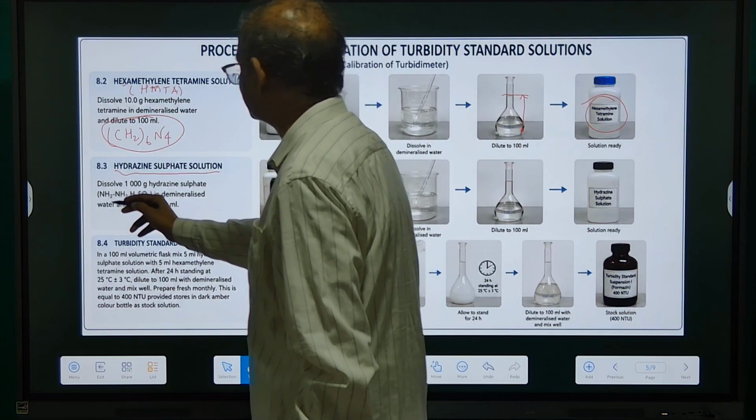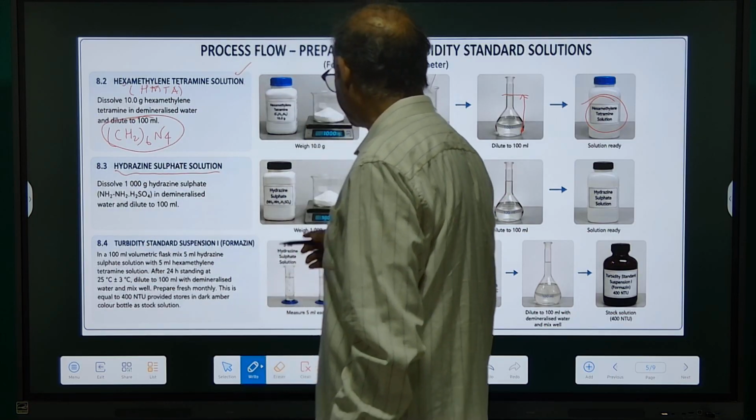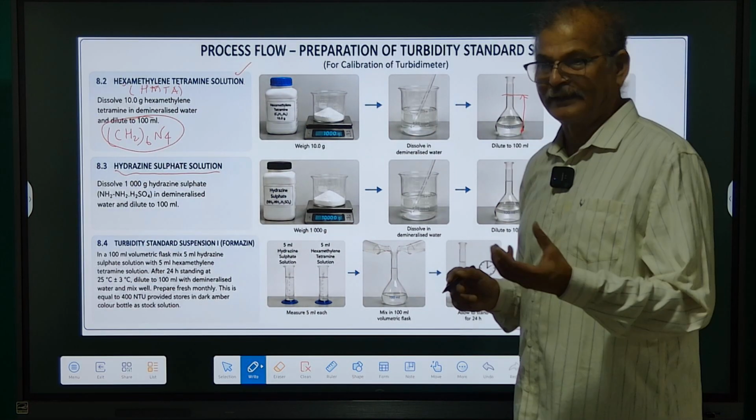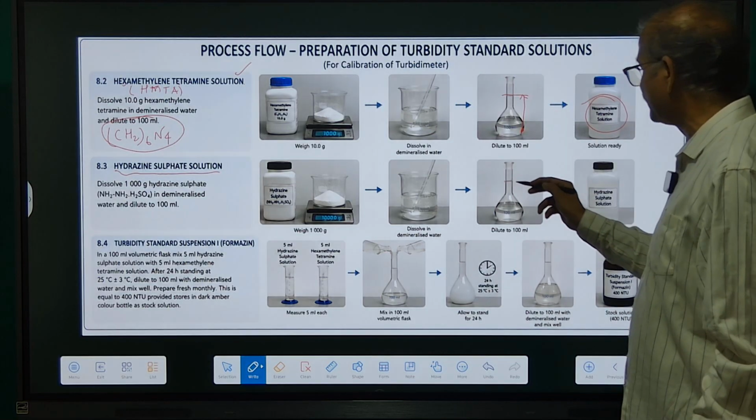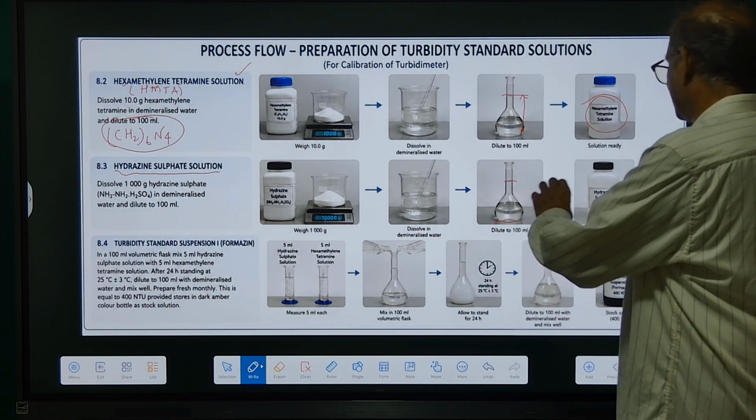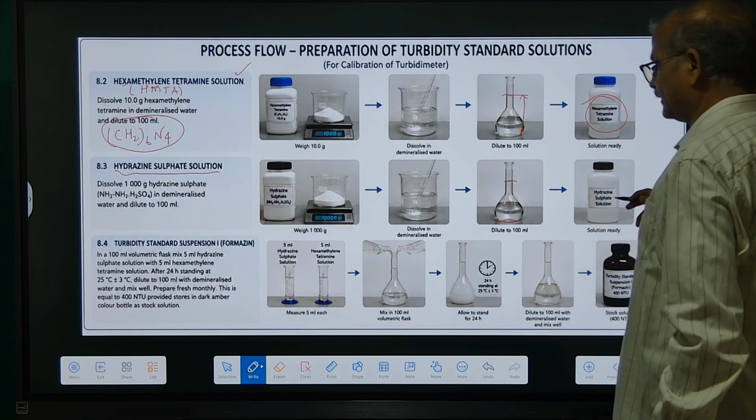Then the hydrazine sulfate solution. The chemical is NH2NH2.H2SO4. We take 1 gram of it. Again, in distilled water, we stir it properly. Then we make it up to 100 ml, and this is the ready hydrazine sulfate solution.